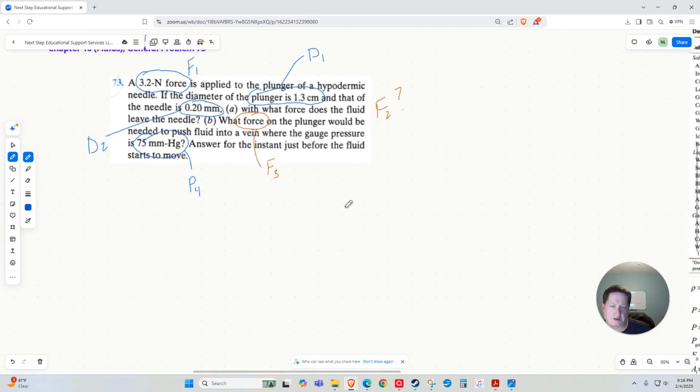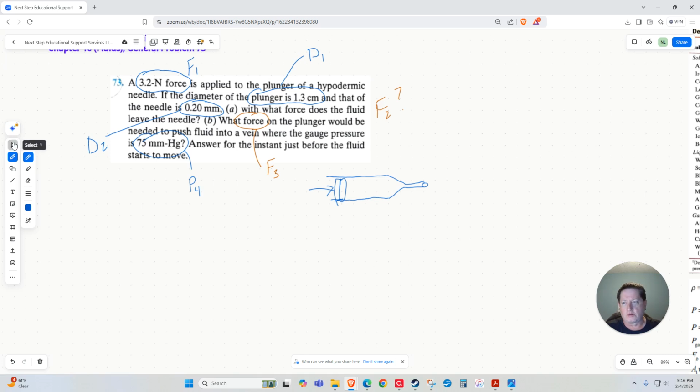And just to draw a picture to keep that clear, you've got a plunger here with a hypodermic needle, pushing on that thing with a force. And then that narrows down to a needle with a much smaller aperture there. Then we're going to compare these two scenarios.